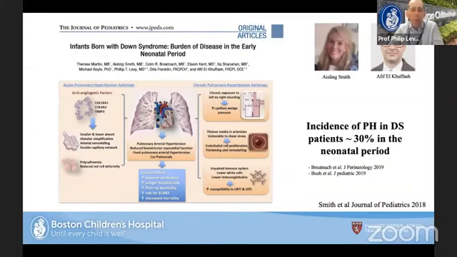Up to 30% of infants with Down syndrome can be born and are at risk to develop pulmonary hypertension acutely in the early period or in the chronic period. They have chronic changes from their placenta, which affects their pulmonary vasculature. And really nice work out of Colorado and Ireland has really shown this.